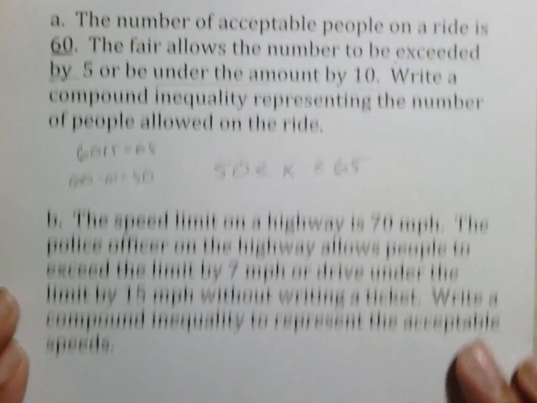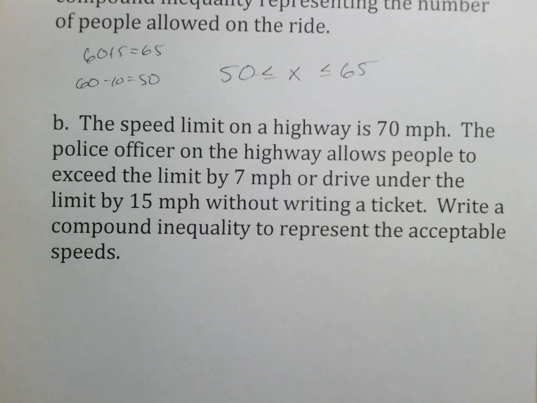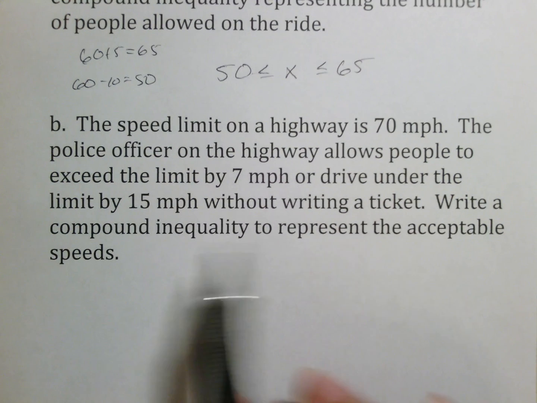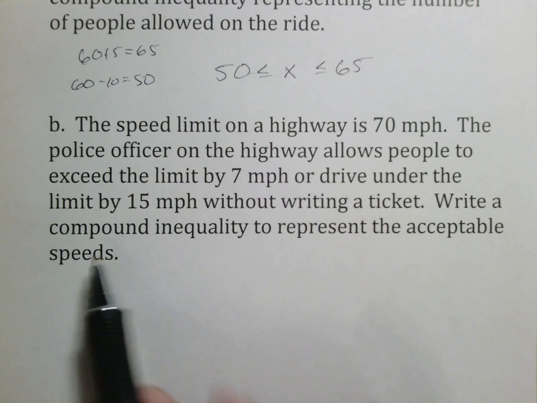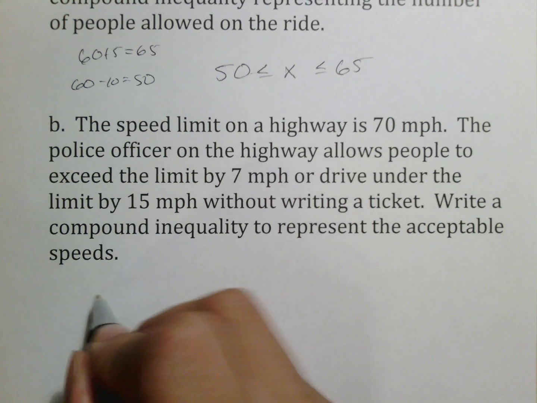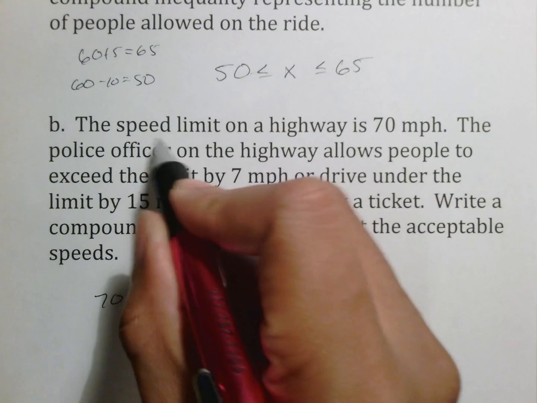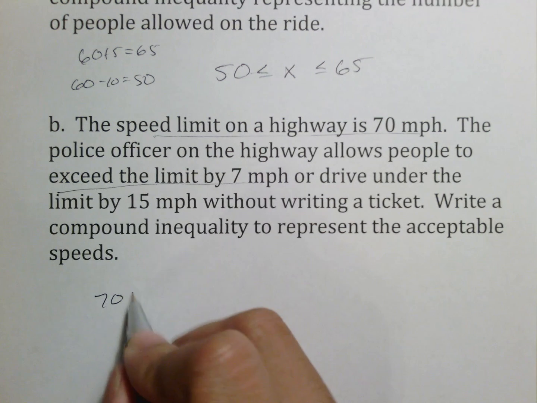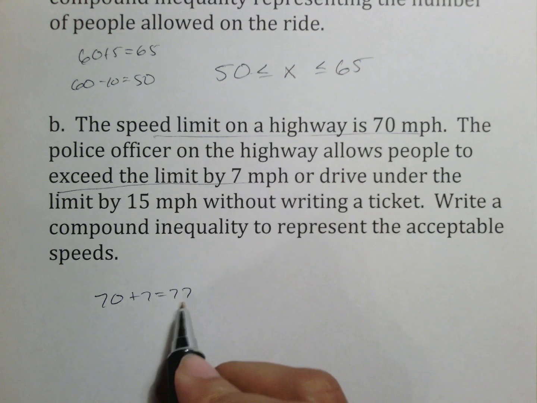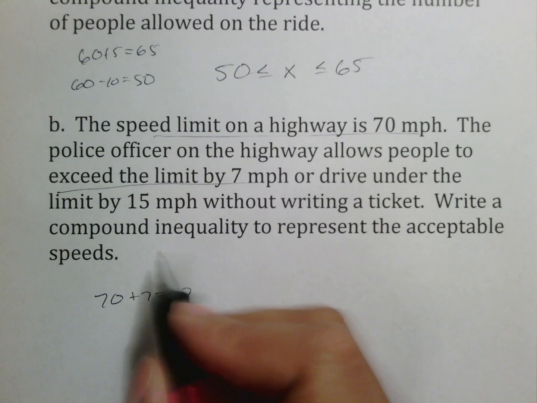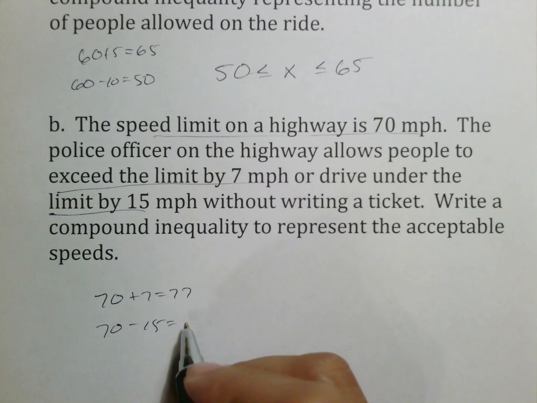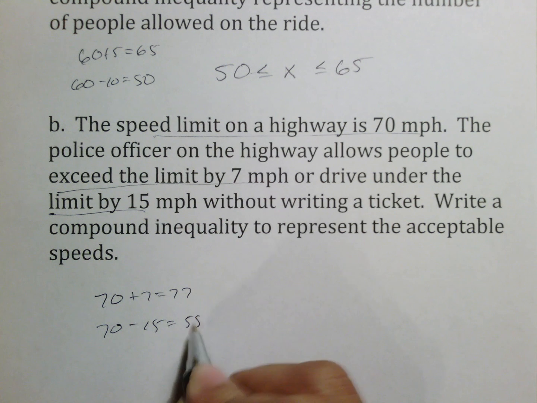And then the last question on this, again, same type of question. Speed limit on a highway is 70 miles per hour. Police officer allows you to exceed by 7 or drive under by 15 without writing a ticket. The acceptable speeds, again, 70 is the key speed there because that's the actual speed limit. But again, they allow you to exceed it by 7, so you're talking about adding 7 to that, which means the highest you can drive is 77 miles per hour. Or you can drive under by 15, so you'll do 70 minus 15, which is 55, I believe.